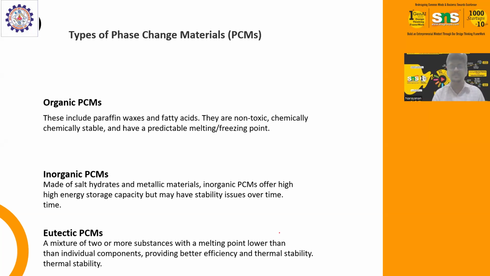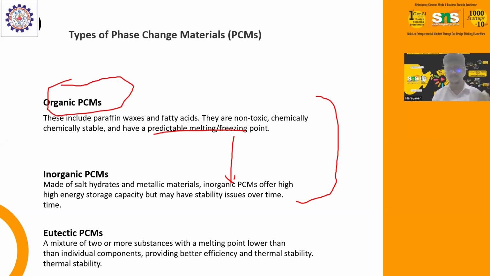Then there are inorganic phase change materials, which are made of salt hydrates and metallic materials. Inorganic PCMs offer high energy storage capacity, but their melting or freezing points may not be as predictable as organic PCMs, right? So these two have their own advantages and disadvantages. For instance, organic PCMs have relatively lower energy storage capacity as compared to inorganic PCMs, but they have a predictable melting and freezing point.